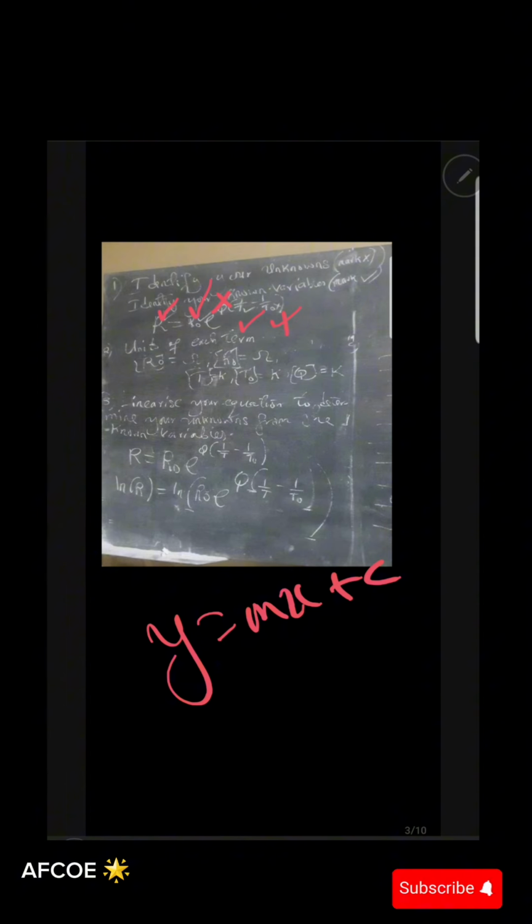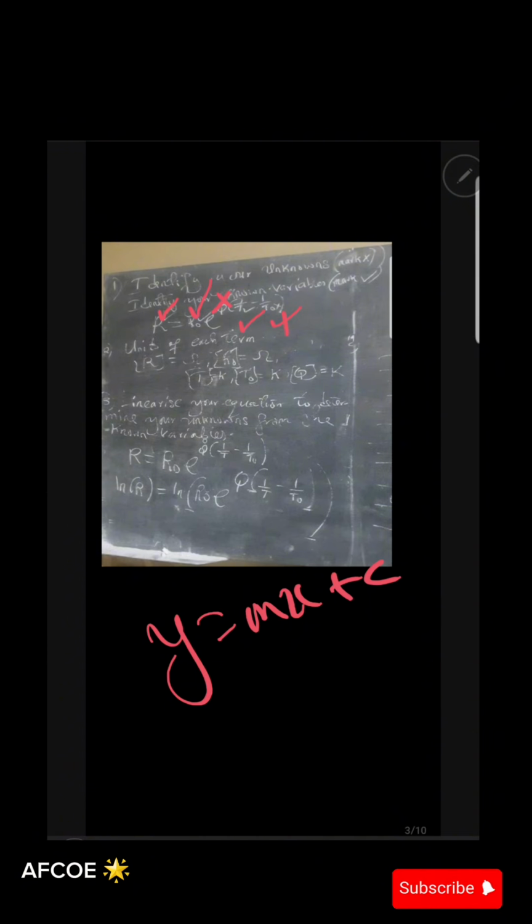Now the second is to determine the unit of each term. The unit of R will be what? Ohms, right? It's already given in mega ohms. R naught was also 5.0 times 10 to the negative 5 ohms. T is in what? Kelvin, temperature. T naught is also in Kelvin. And Q has to be what? Kelvin. How did I get the unit for Q?